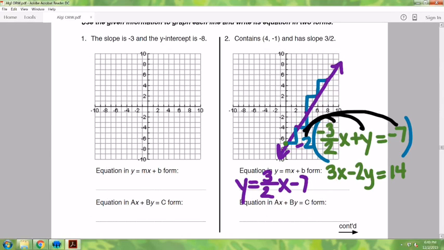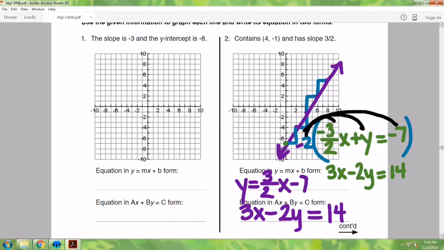So look how nice and neat that is. No fractions, x's and y's are on the same side, and x is positive. So this is the equation in standard form. 3x minus 2y equals 12.